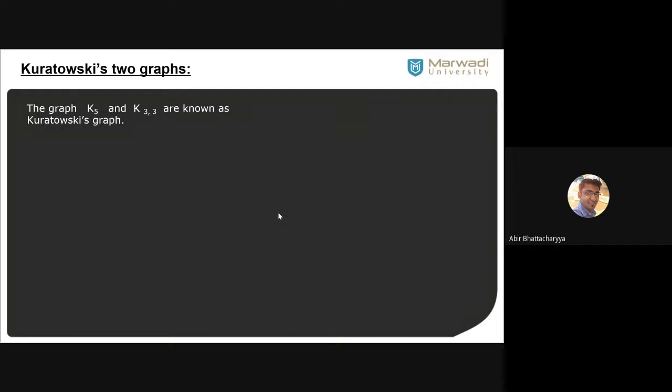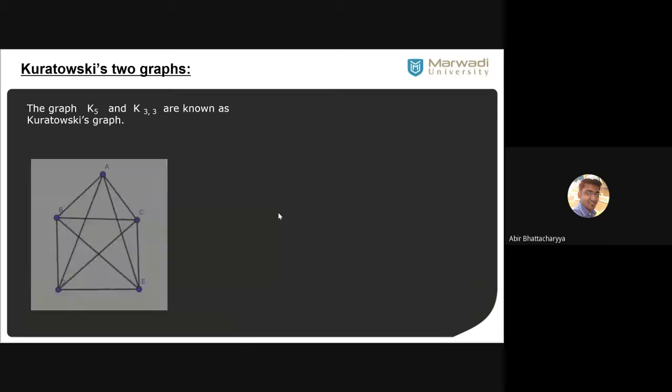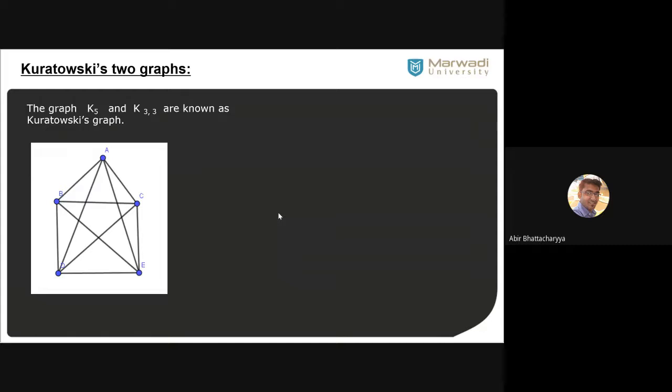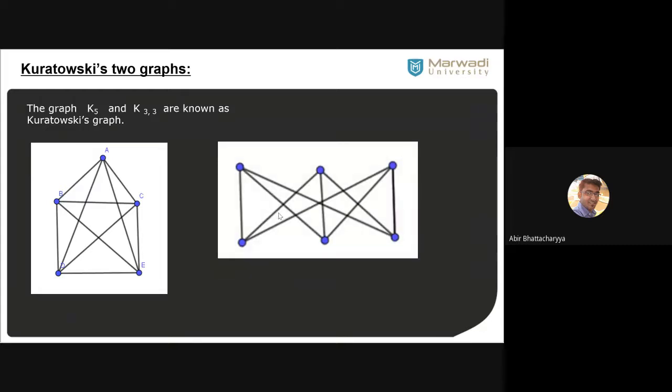Now we'll go for two important graphs. They are known as Kuratowski's graphs, or Kuratowski's two graphs. One is known as K5. K5 is a complete graph with 5 vertices. Another one is known as K3,3. K3,3 is a complete bipartite graph with 6 vertices. These two graphs are known as Kuratowski's graphs. This is the first graph, Kuratowski's first graph, and this is the second graph, Kuratowski's second graph. I will tell you what's the importance of these two graphs.